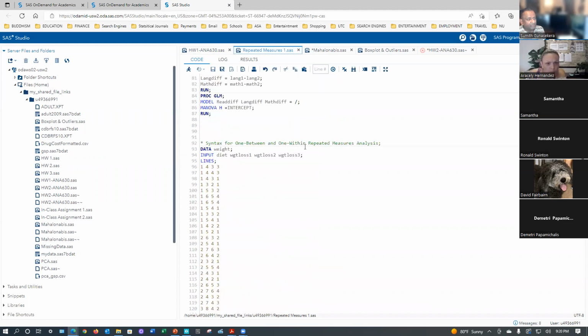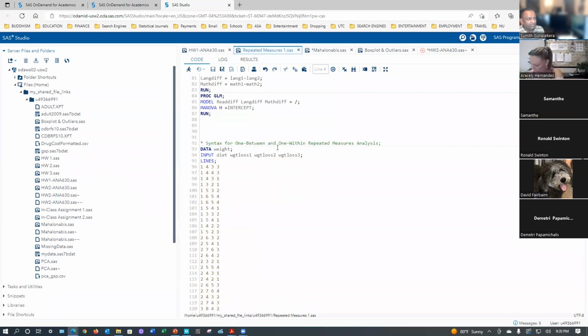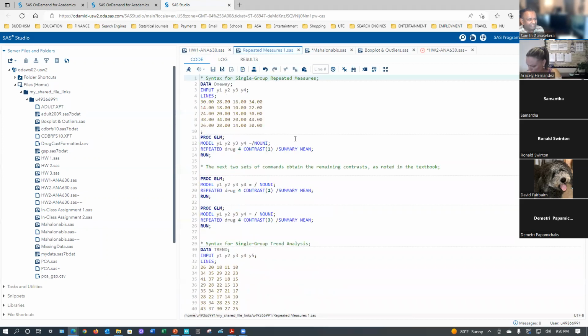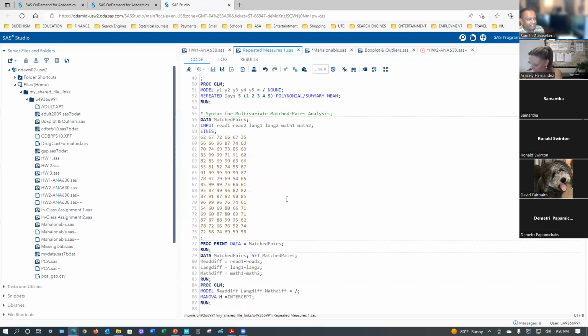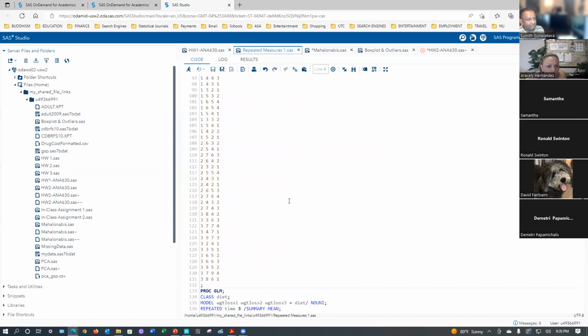See, one between, one within. First one, just a single group, repeated measures design. Second one, repeated measures, one group, but still that is going to happen over time. Okay, over time. And the third one is one between and one within, repeated measures, something like that.